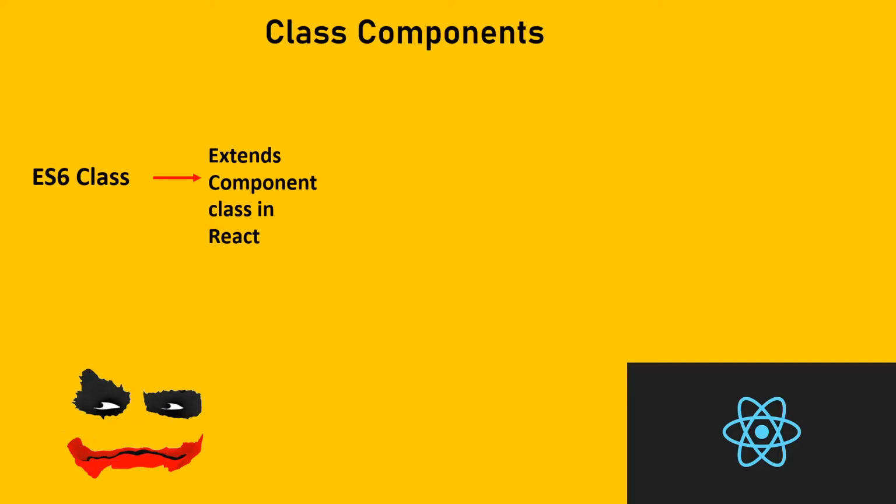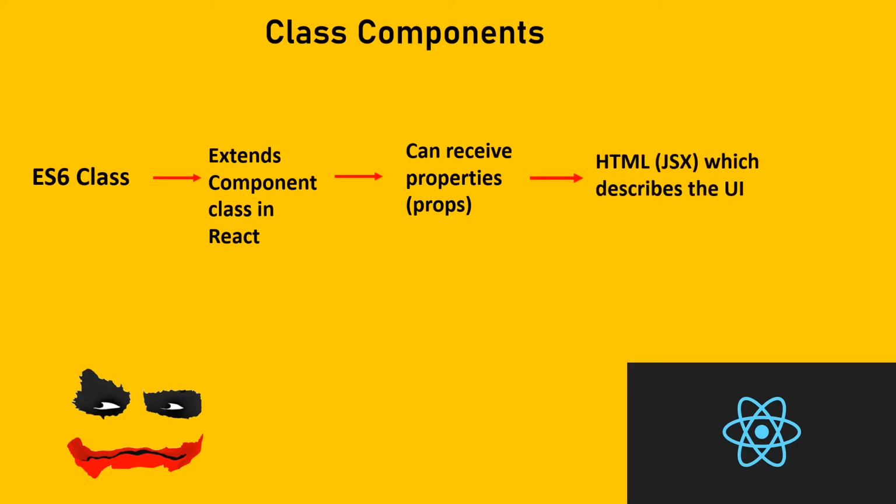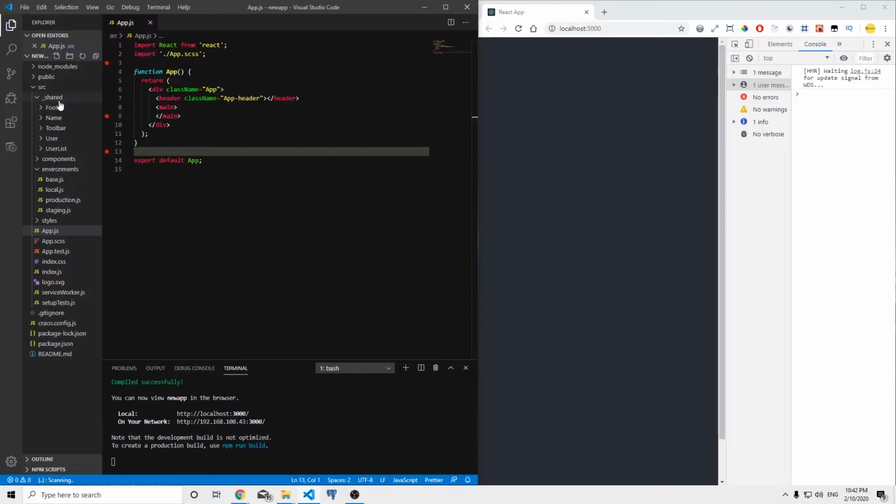So it inherits all the methods and the life cycles a React component needs. It gives our component all the functionalities needed by React to work correctly. It can receive props also, like functional components, and it returns a React element, HTML, which describes the UI. So we are going to create a welcome component that will show a welcome message.